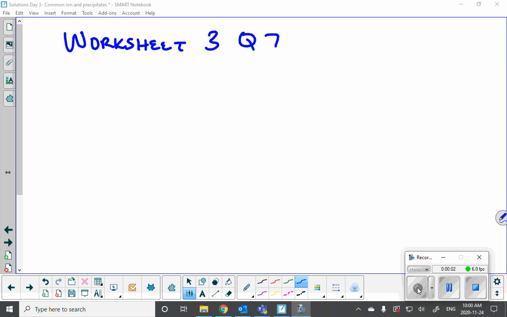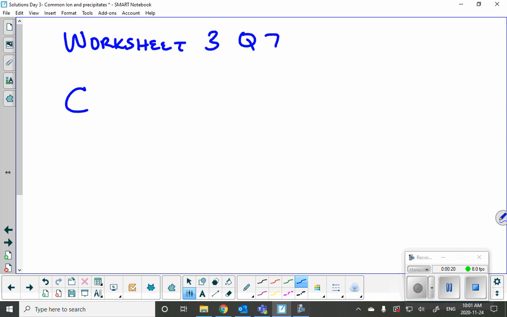Okay, so on worksheet 3, question 7, we're dealing with the salt calcium hydroxide. And as soon as you see a salt, like the formula for a salt, do the big 3 steps. Okay, we need to do them for every question. So before I even have to worry about what the question says, I'm going to write that down.